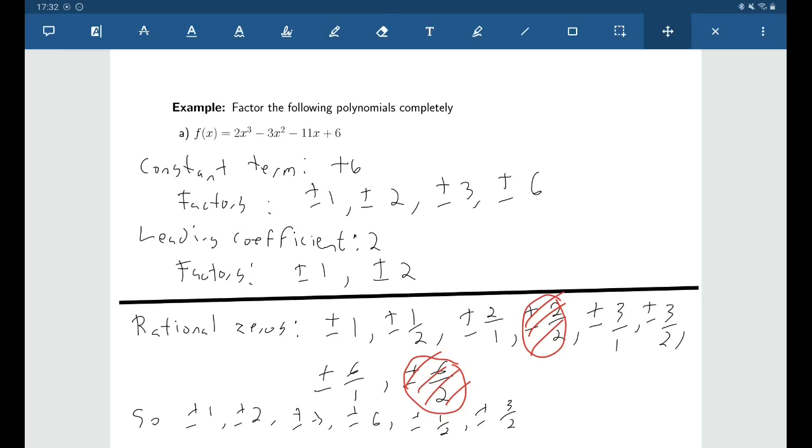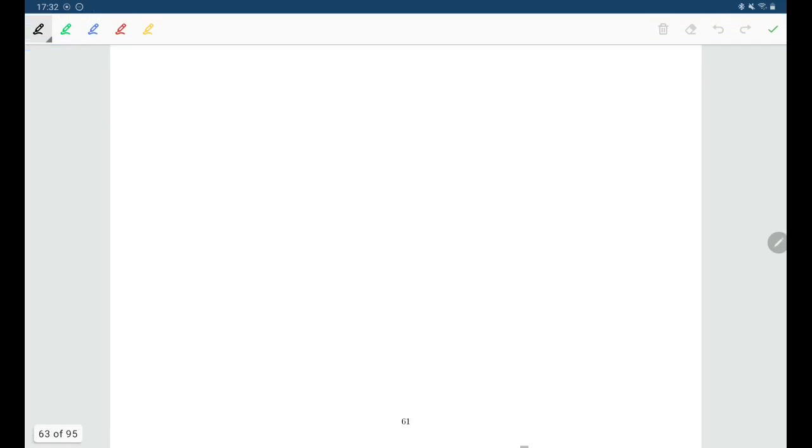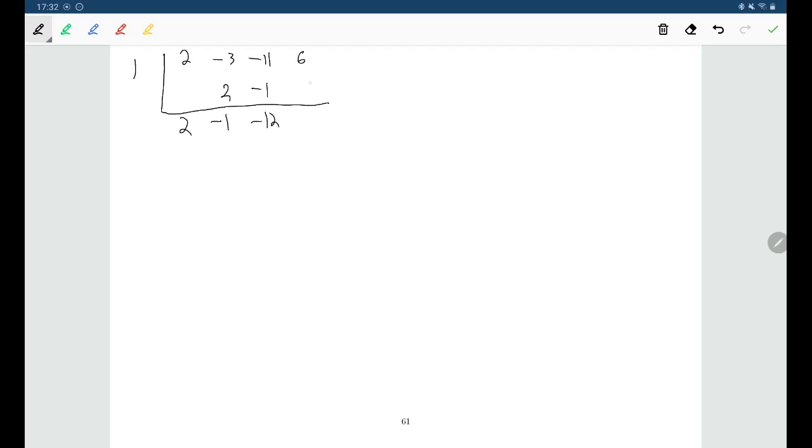So let's start with, let's check, starting with 1. Is 1 a 0? And again, we do this by division. You could also check to see whether f of 1 is 0 or not. So I'll do 1, bringing down, multiplying, adding, multiplying, adding, multiplying, adding. That's not 0, so that means x minus 1 is not a factor. Okay, so let's do negative 1.